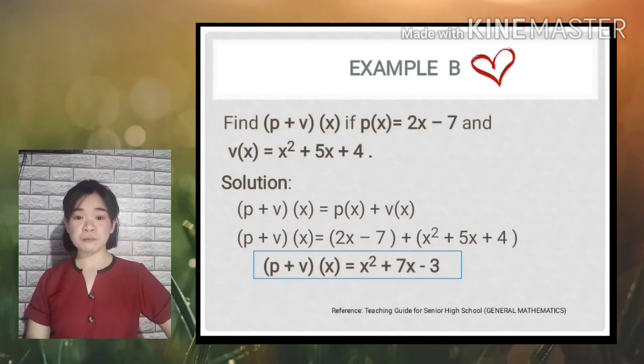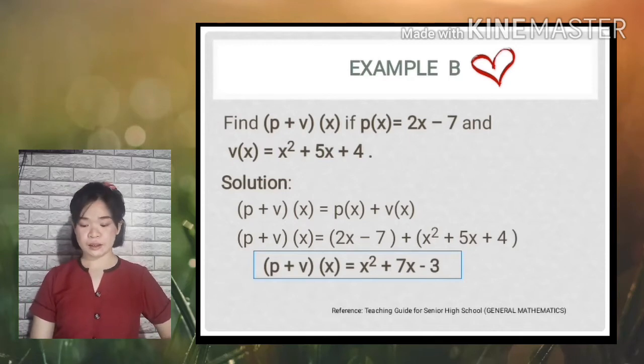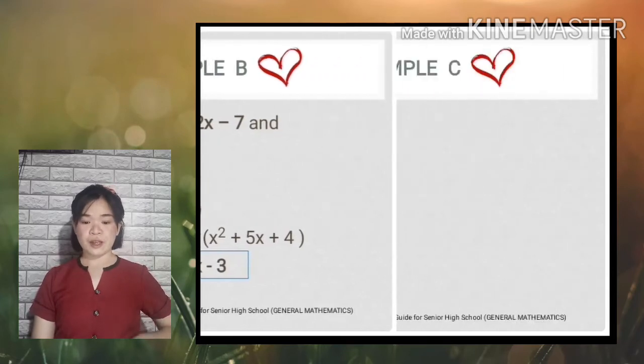Okay, so can you follow? I hope you are getting clear. Next example.